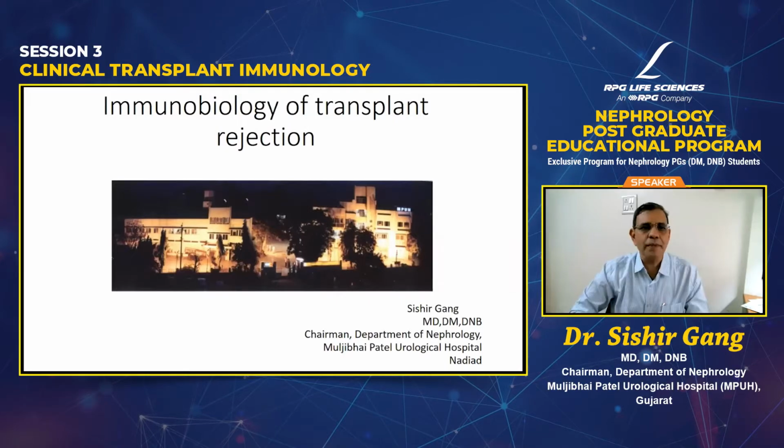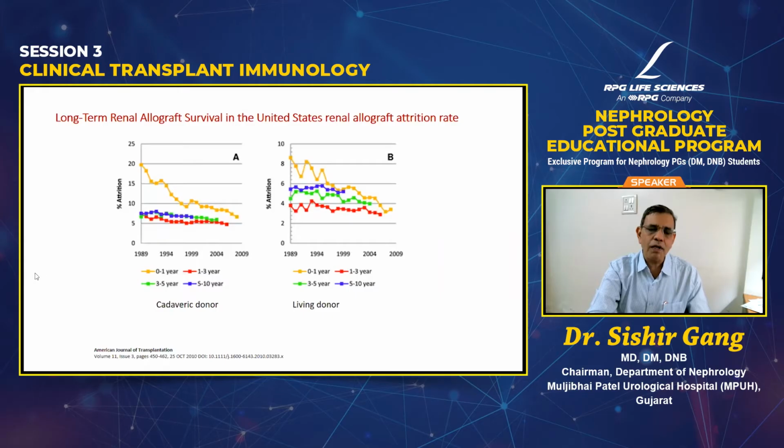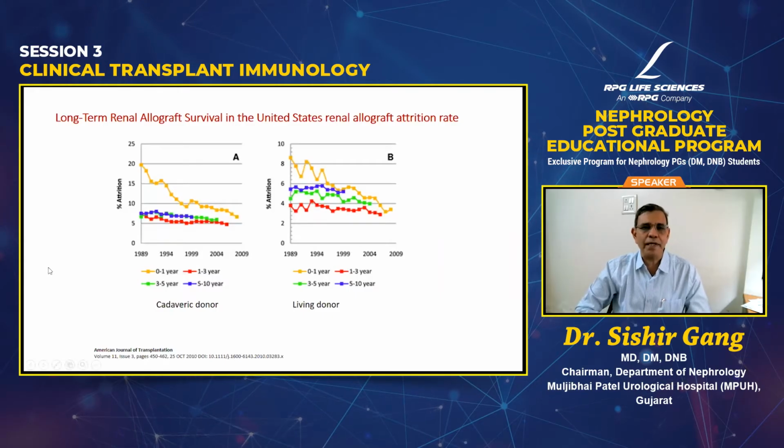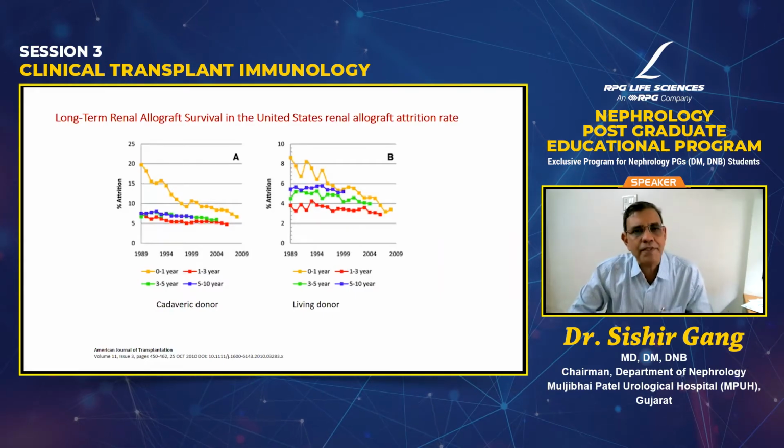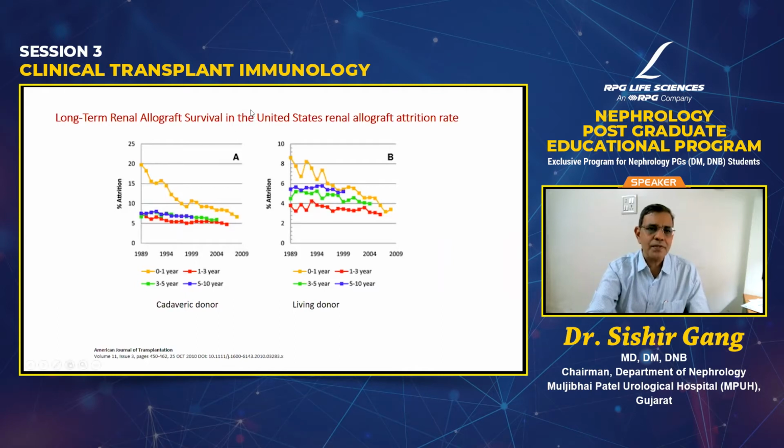The task given to me was to talk about the immunobiology of transplant rejection. As we all know, whenever we do a kidney transplant, the life of a transplant is finite. As you can see, way back in 1989, if you did a cadaveric transplant, the 1 year graft survival was less than 80%. So 20% of the grafts were lost to attrition. Though it has improved significantly over the coming years, now in 2009 and even 2020, the first year graft loss is about 5%.